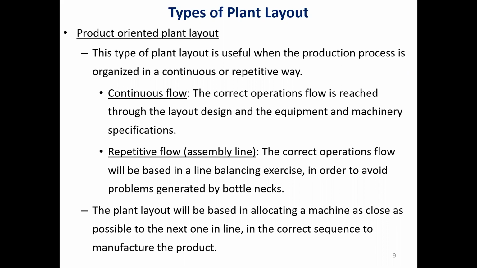The correct operations flow will be based on a line balancing exercise in order to avoid the problems generated by bottlenecks. So this is focusing on the products only. That is why it is called a product-oriented plant layout. So that will be based on allocating a machine as close as possible to the next one in line in the correct sequence to manufacture the products. So how this raw material is processed, what intermediates are formed, how the intermediates are converted into other intermediates, and then how the final product is produced. So that is the main focus of this product-oriented plant layout.